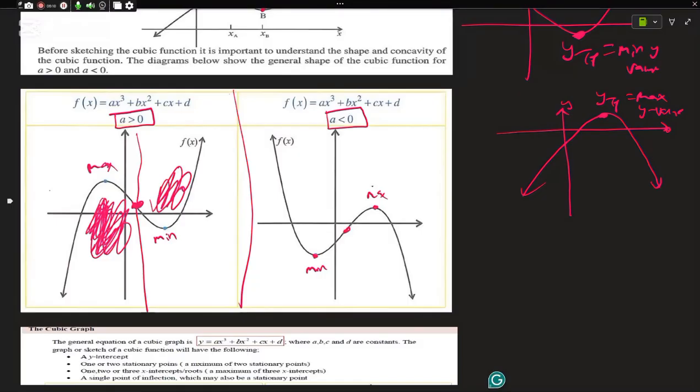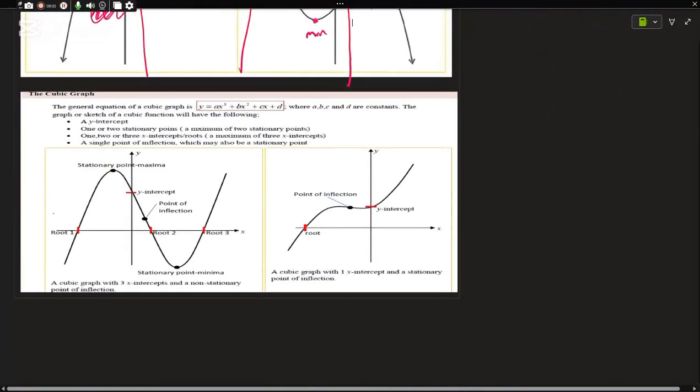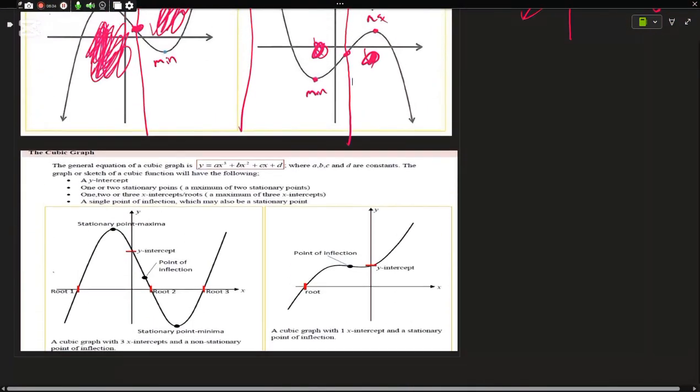Right, as you can see here, concave up, concave down. Once you understand that, it's easy. So when A is positive, the graph starts with concave down and then concave up follows after. When A is negative, the graph starts with concave up and then concave down after. Right. So now let's discuss this. This is actually important, the cubic graph.